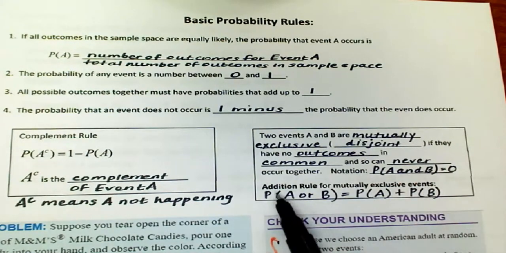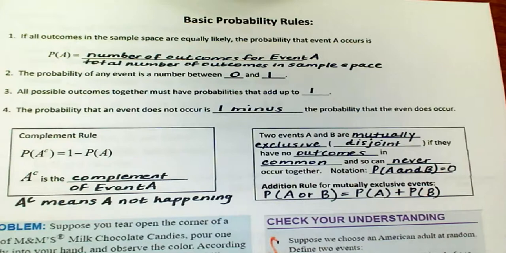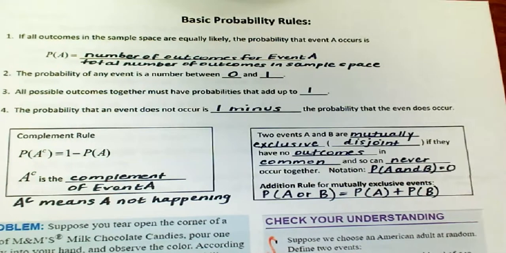Now, if I said to you, hey, what's the probability that A or B occurs? So this is the addition rule for mutually exclusive events. If two events are mutually exclusive, they cannot happen at the same time. And I say to you, hey, what's the probability of one or the other happening? You would do the probability of A plus the probability of B. Okay, so hopefully we're going to be working through some examples using these rules.